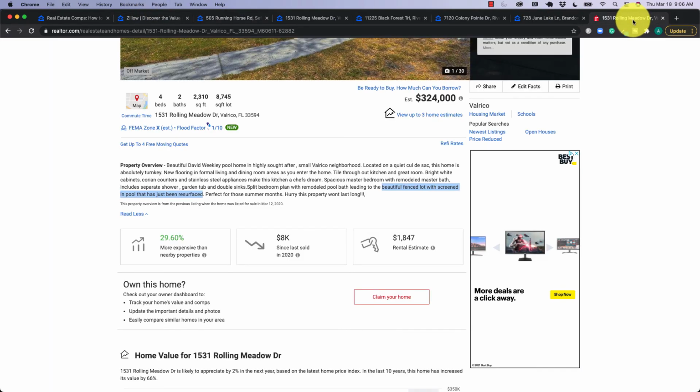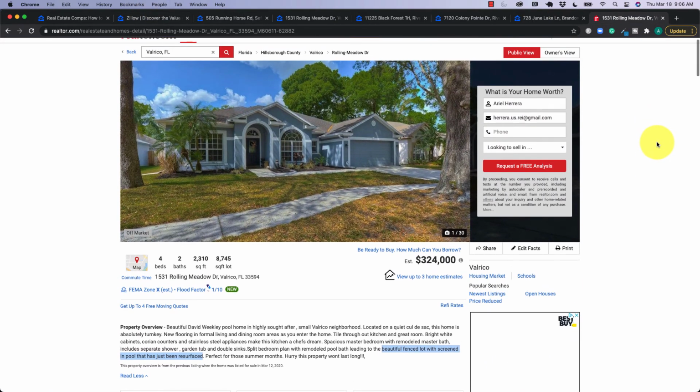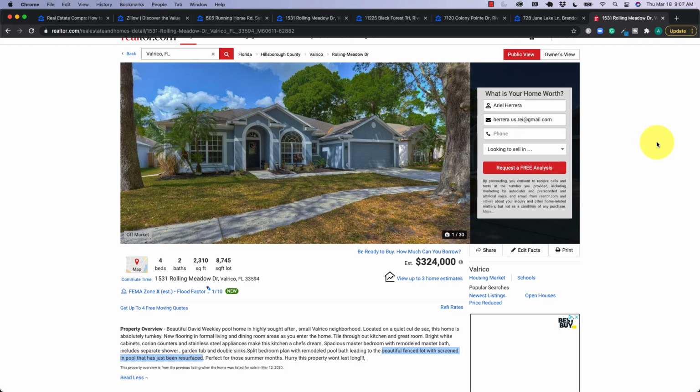We know that Realtor has it there. In the next video, I'm actually going to go over how to do this similar type of analysis, but on Realtor's page instead. I do think it's a little bit more refined than Zillow's pricing tool, and it has a really cool feature, which is this owner's view, that you don't have to be actually the owner to utilize it.